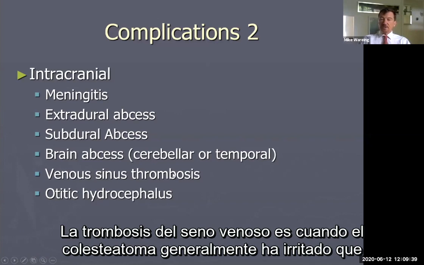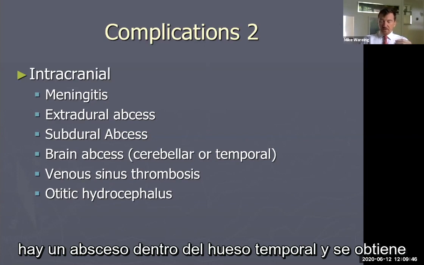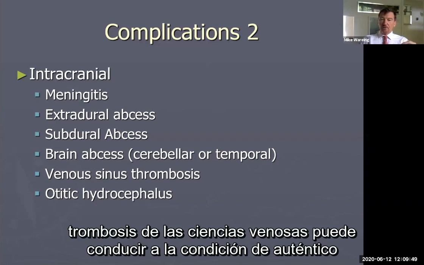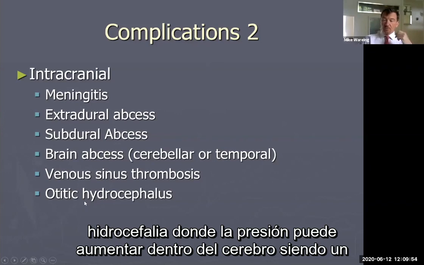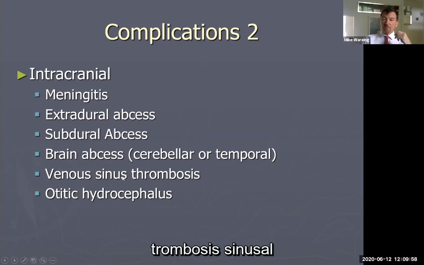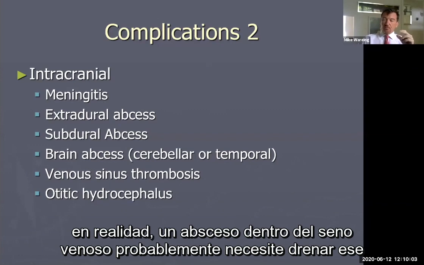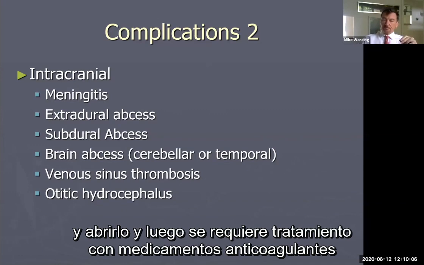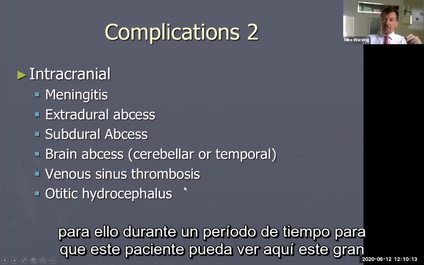Venous sinus thrombosis is when cholesteatoma has usually irritated, there's an abscess within the temporal bone itself, and you get thrombosis of the venous sinuses that may lead to the condition of otitic hydrocephalus, where the pressure may rise within the brain. Venous sinus thrombosis, if there's actually an abscess within the venous sinus, you probably do need to drain that and open it. And then treatment with blood thinning medication is required for a period of time.